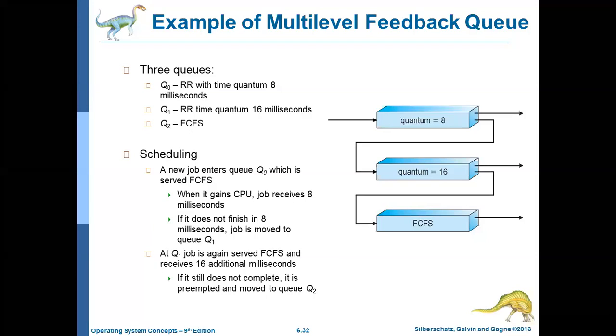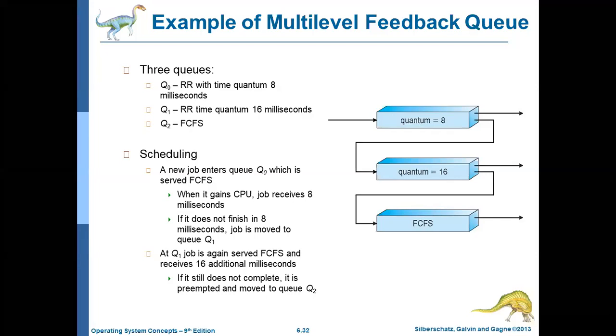Why? Because I have to consider three queues: Q0, Q1, Q2. Q0 with a quantum of 8 milliseconds means round robin scheduling algorithm. Q1 has a 16 millisecond round robin time. Q2 is FCFS. For example, a new job enters the ready queue Q0, which is served as FCFS. Means it is a simple job. It may be executed and just removed from the queue.